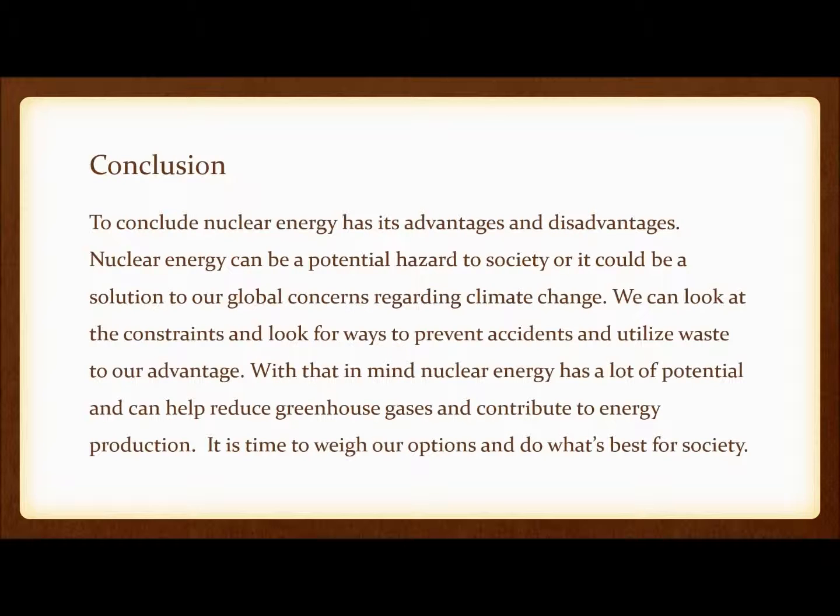Conclusion. To conclude, nuclear energy has its advantages and disadvantages. The nuclear energy can be a potential hazard to a society, or it could be a solution to our global concerns regarding climate change. We can look at the constraints and look for ways to prevent accidents and utilize waste to our advantage. With that in mind, nuclear energy has a lot of potential and can help reduce greenhouse gases and contribute to the energy production.